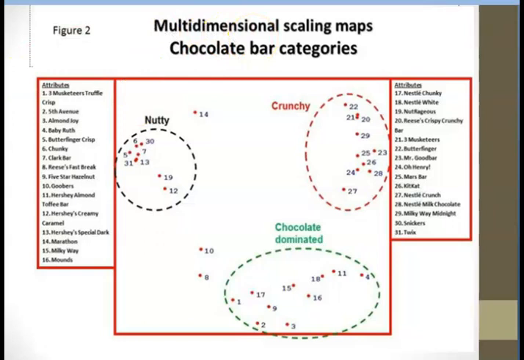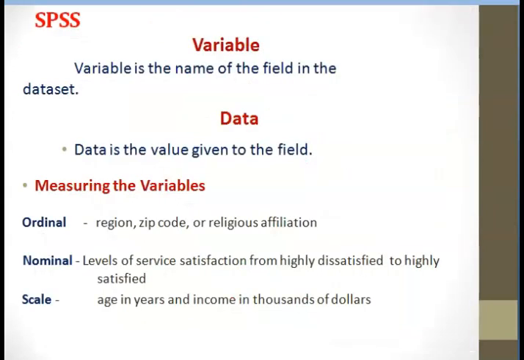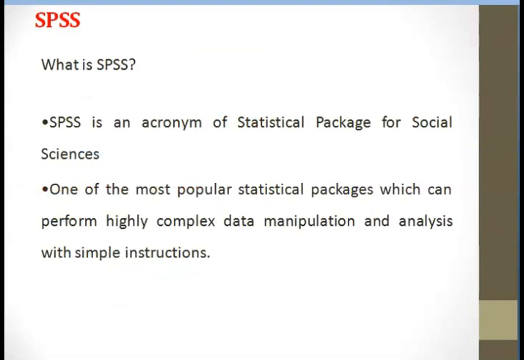This is one of the best analyses. This is the last topic in the unit: SPSS. What is meant by SPSS? SPSS is the Statistical Package for Social Sciences. In short it is known as SPSS. It is one of the most popular statistical packages which we use daily, and which researchers and scholars use heavily. It is used to perform highly complex data manipulation and analysis with simple instructions.